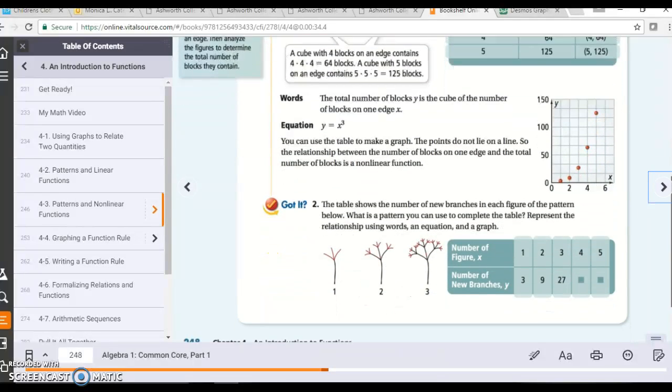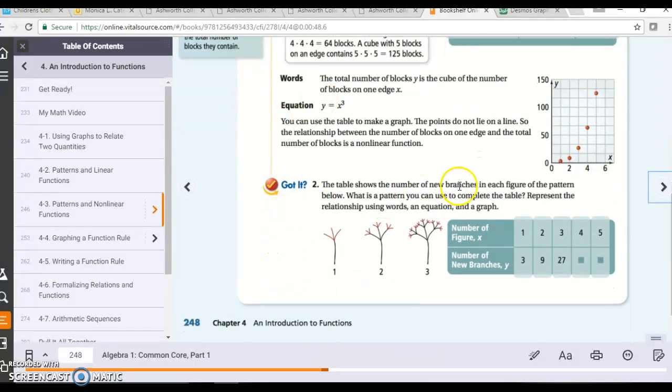So let's take a look at the guidance now. It says the table shows the number of new branches on each figure of the pattern below. What is a pattern you can use to complete the table? Represent the relationship using words, an equation, and a graph. So it says the number of figures. So if I have 1 figure, how many branches do I have? I have 3. If I have 2, let's see, if they have 2, how many are there all together?